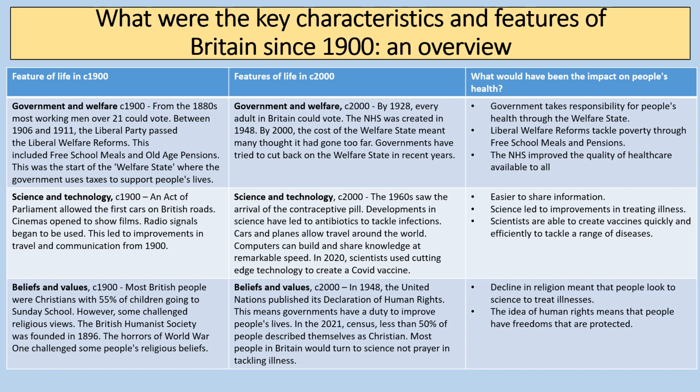In terms of beliefs and values, at the start of the 20th century, most British people were Christians, with 55% of children going to Sunday school. However, some have challenged religious views. The British Humanist Society was founded in 1896. The horrors of World War I challenged some people's religious beliefs.